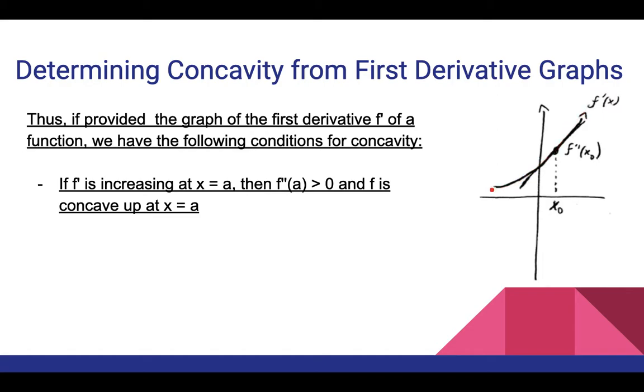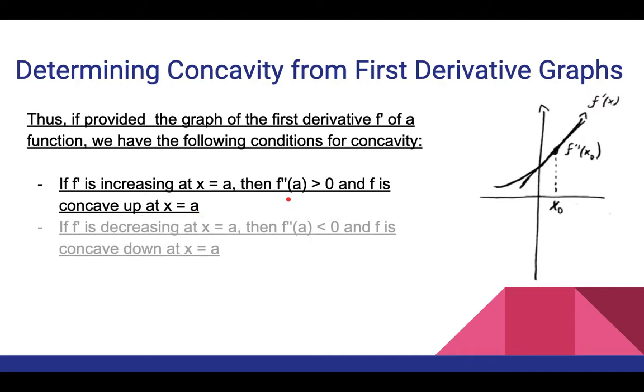So here's my curve of the first derivative. The slope of the tangent line at x equals x naught of this curve is going to be the second derivative. So what that tells us is that if f prime is increasing at x equals a, then our second derivative is going to be greater than 0 and f is concave up at x equals a. If our derivative is decreasing at x equals a, then that indicates that the slope of the tangent line at that point is going to be negative, and hence the second derivative will be less than 0 at that point. So as a result, f will be concave down at x equals a.